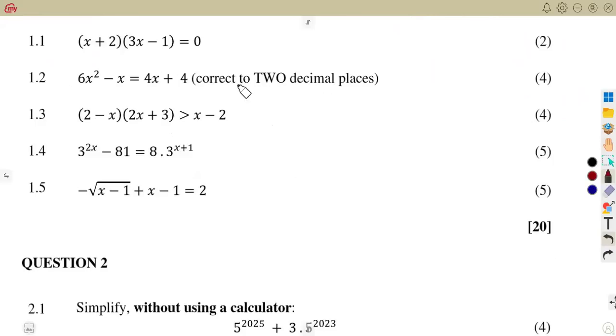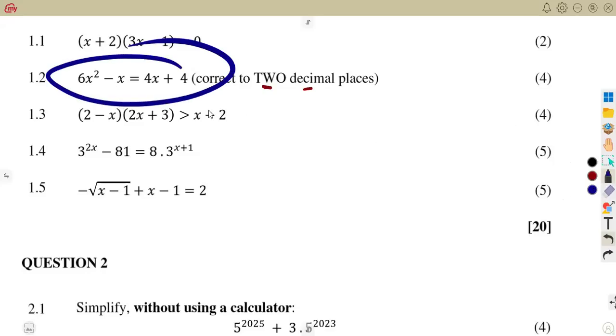1.2, correct to 2 decimal places. As we are solving this equation, correct to 2 decimal places, once you're given this, you are either going to use your quadratic formula or the completing the square method. But first thing, the format of the quadratic equation, are we having that? No.